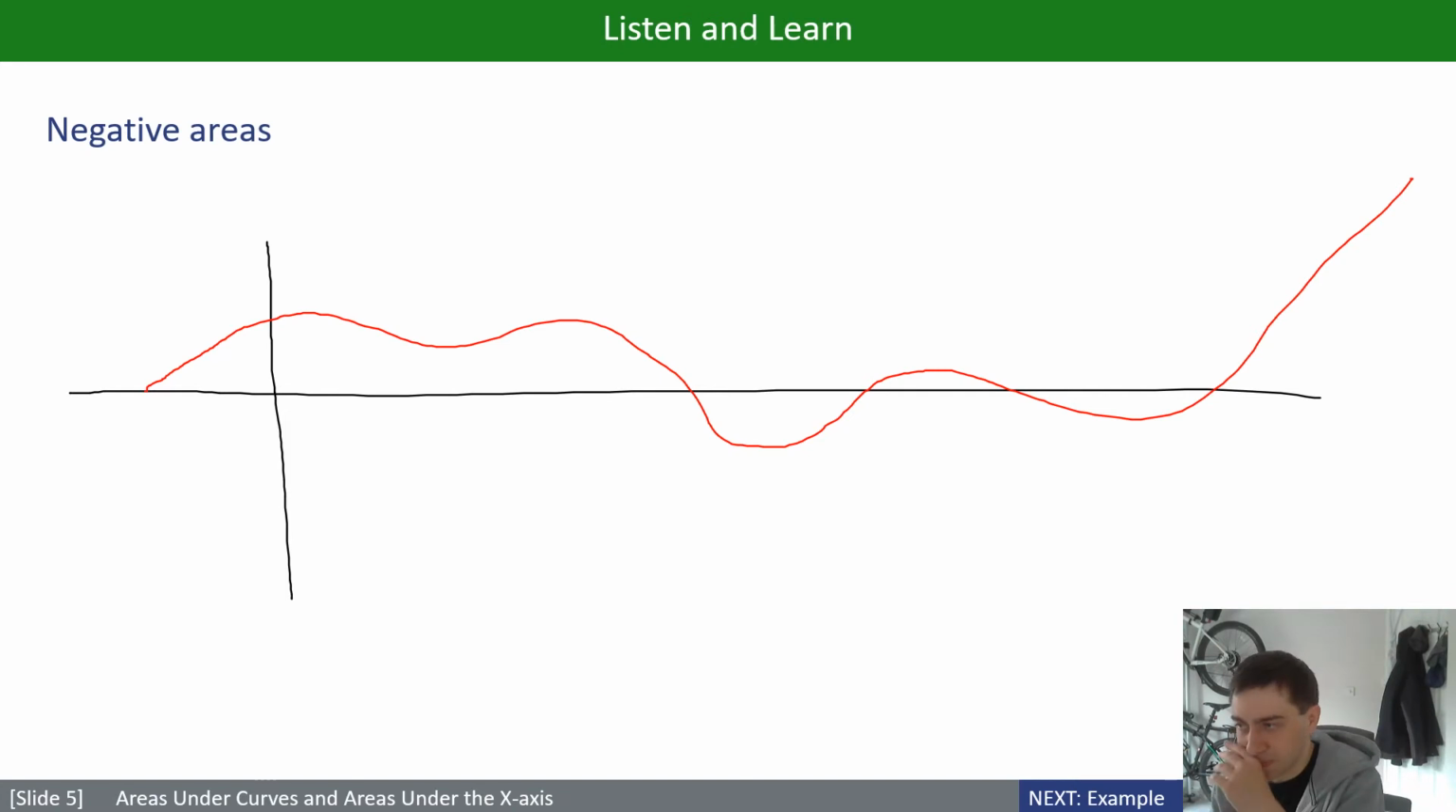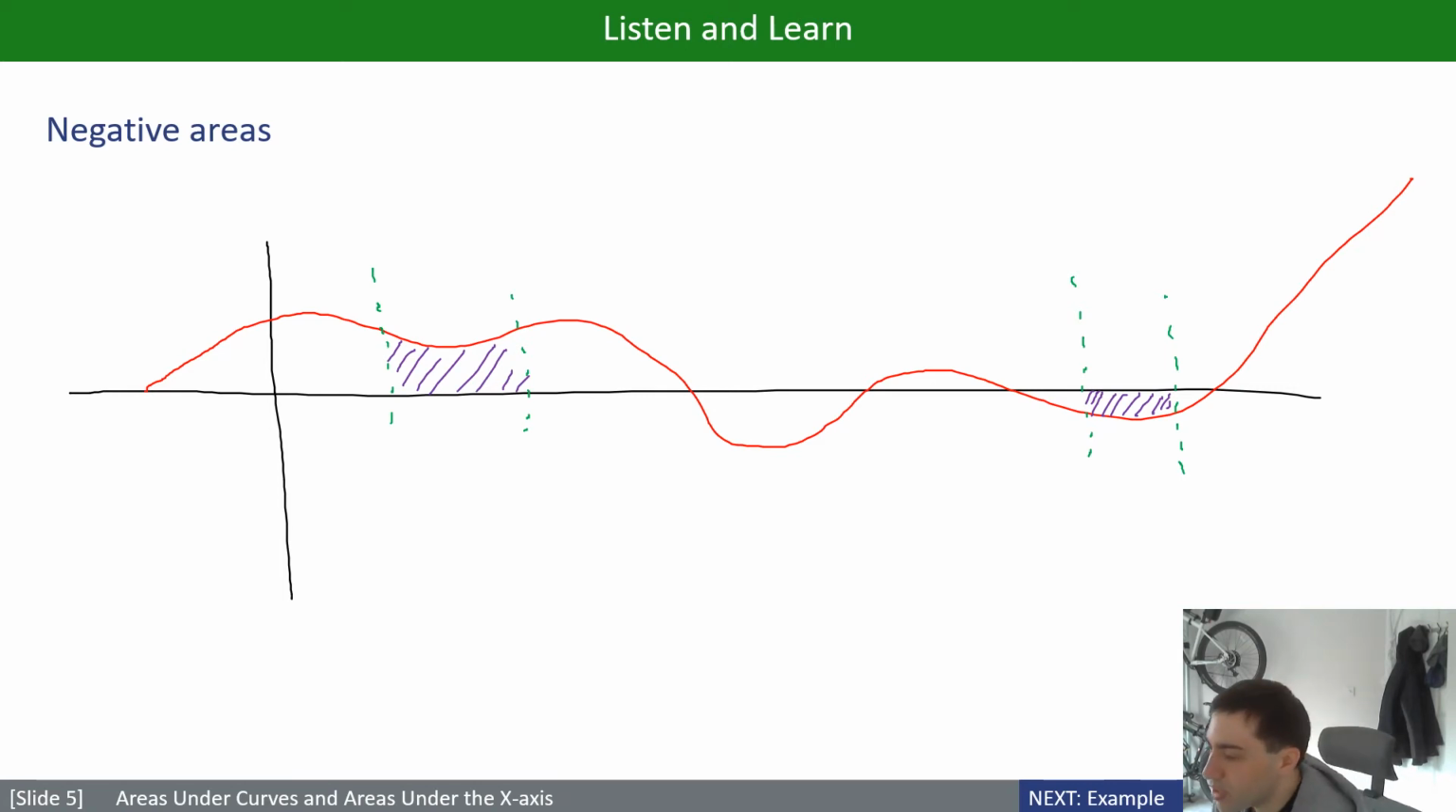Okay, that's my function. Now, when we talk about finding the area between two limits, let's say I pick a limit here and I pick a limit here. Then the area is going to be this bit. Okay, so that so far should make sense. If I pick an area, for example, here, with these two limits, then the area that the integral is going to calculate is going to be this, but it's going to give me a negative answer.